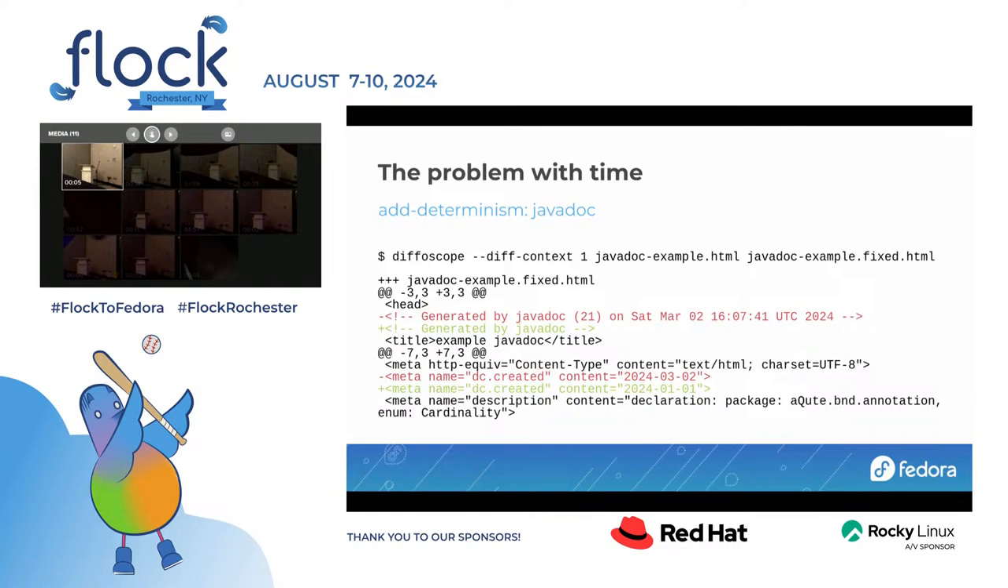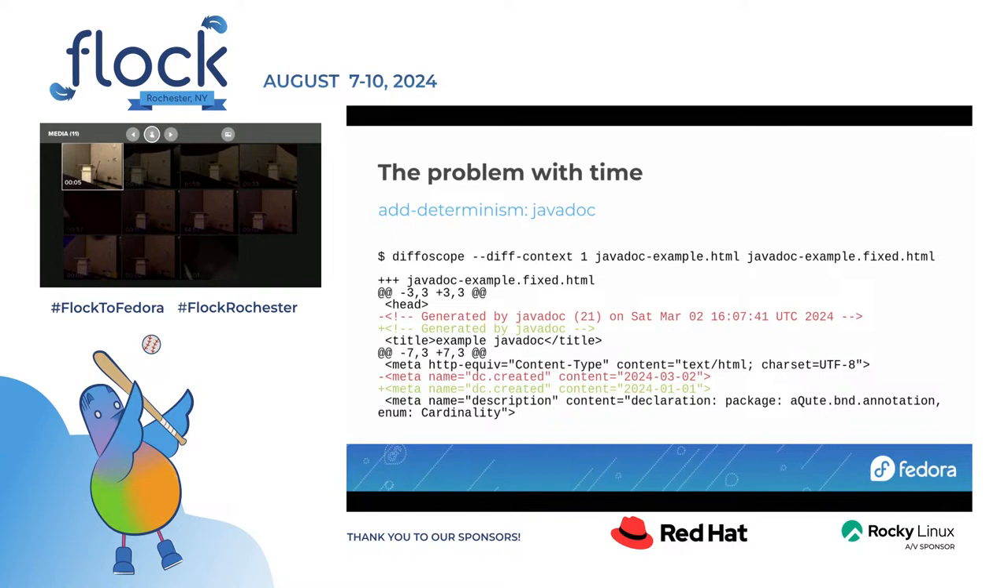So let's look at some specific examples. This particular example is from a Java package, and the solution is implemented in add-determinism. I'll talk about the details of the problem later, but essentially javadoc inserts the time of the build into the output, and we need to clamp it to source date epoch. We don't do this during the build itself, but in the cleanup step after, and then this can apply to all Java packages, of which we have a couple of thousand, so it's more efficient than trying to fix individual packages.